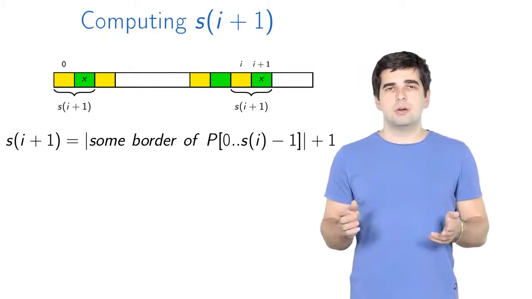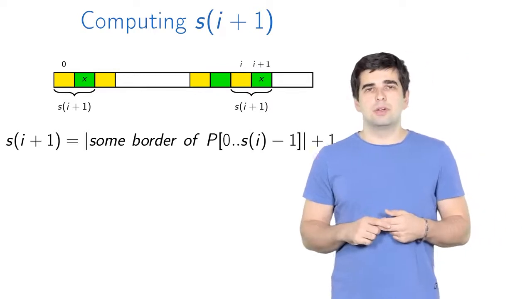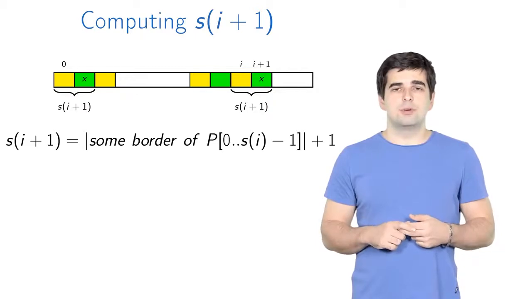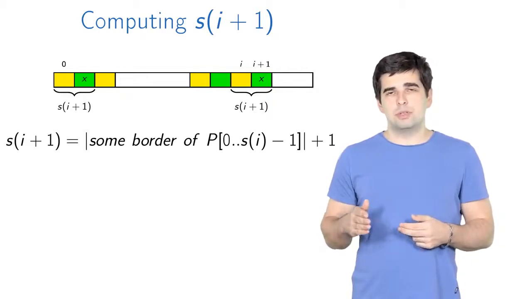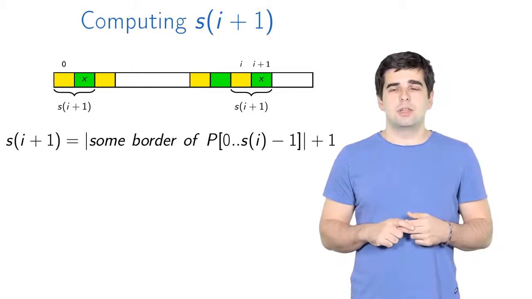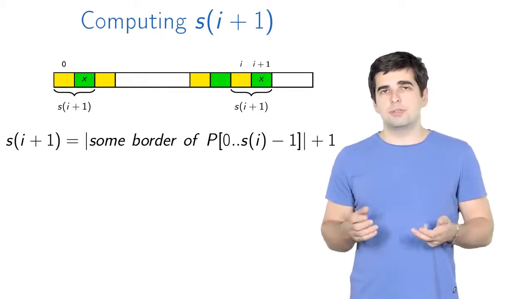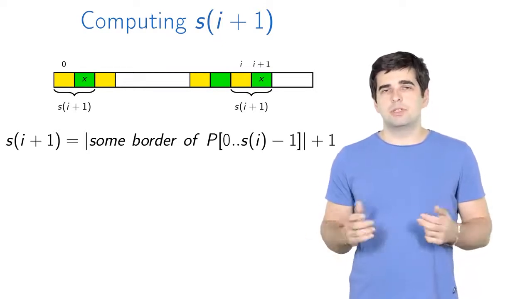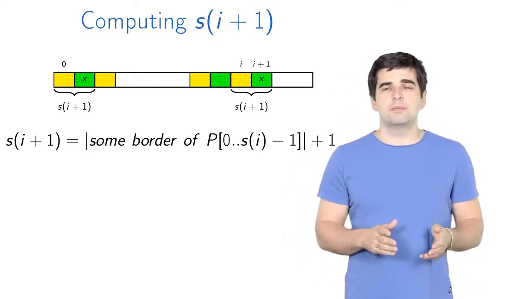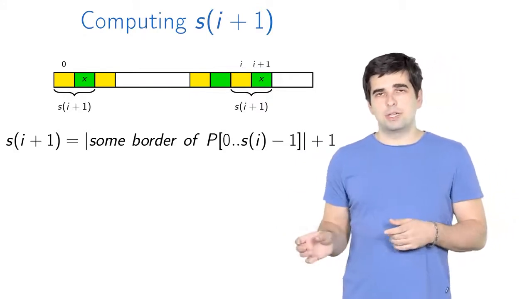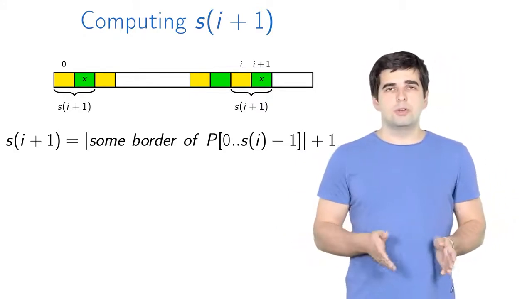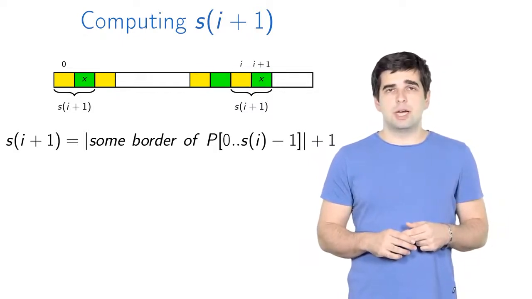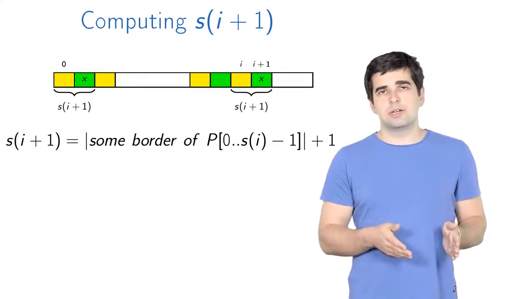So now we basically have the algorithm for computing all the values of the prefix function. We start with initializing s of 0 with 0, and then we go and compute each next value of s. If the character in position I plus 1 is equal to the character right after the previous border, then we just increase the value of the prefix function by 1 and go ahead. If those characters are different, we go to the next longest border of the prefix ending in position I using the prefix function and look at the next character after it.